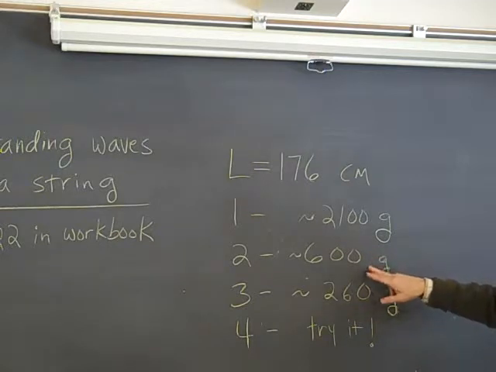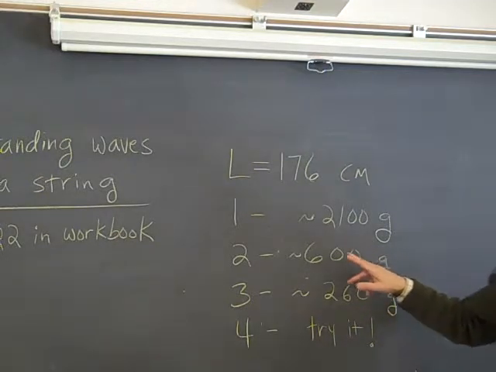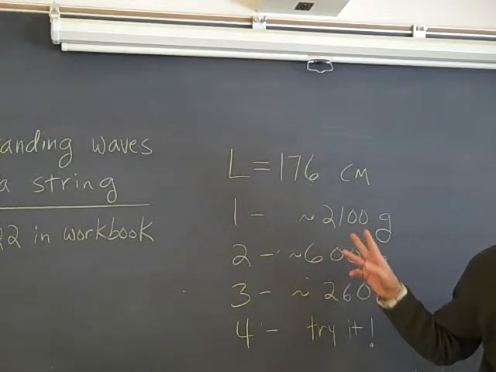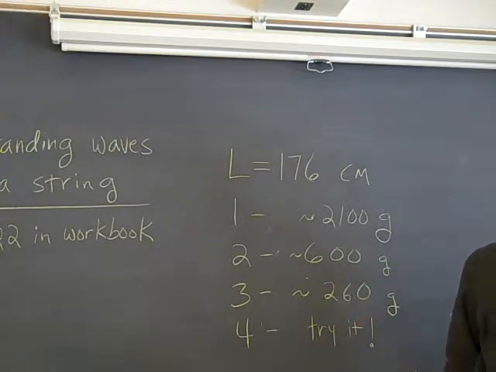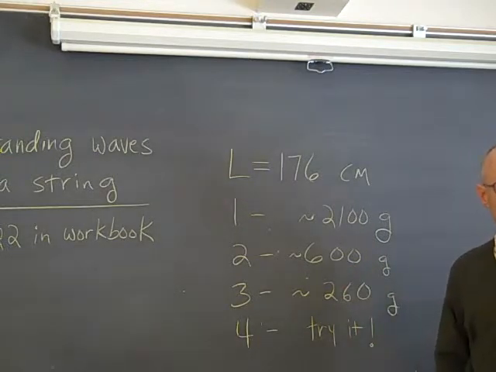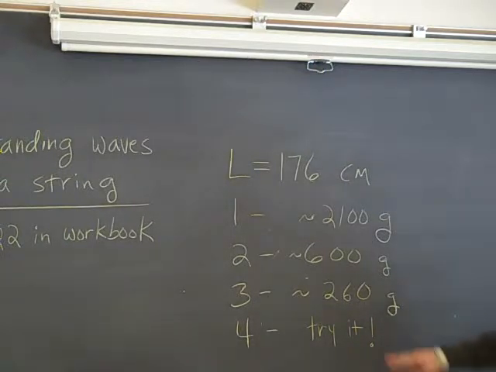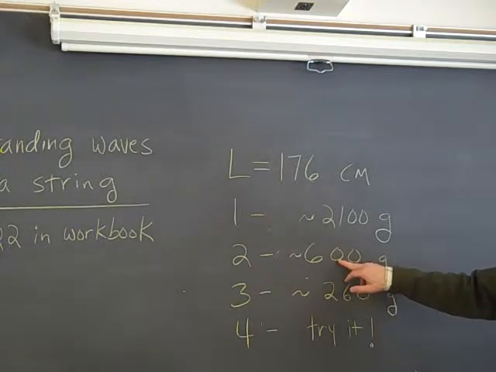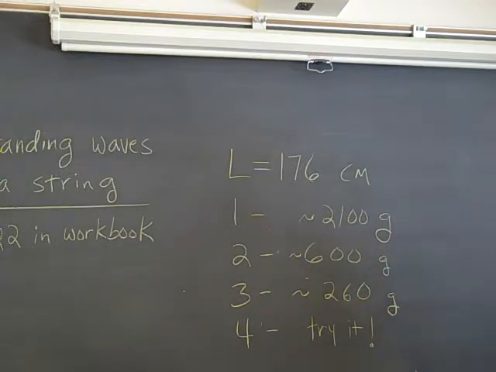The 2-loop standing wave is around 600 grams, and again, you could put 600 on and then adjust it up or down a little bit to get a good standing wave. 3 is very touchy. I ended up with about 260, so you could start with maybe 250 and then adjust up or down. And then 4 is going to be pretty small. 4 will be 1/4 of 600. So in theory, it should be around 150, but you can try and see what you get.